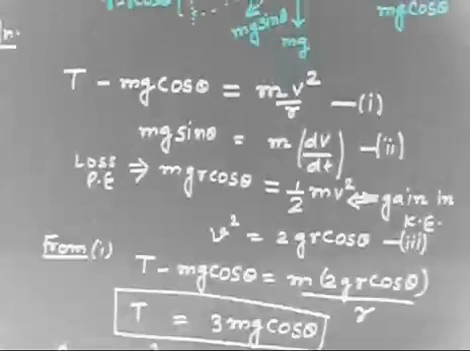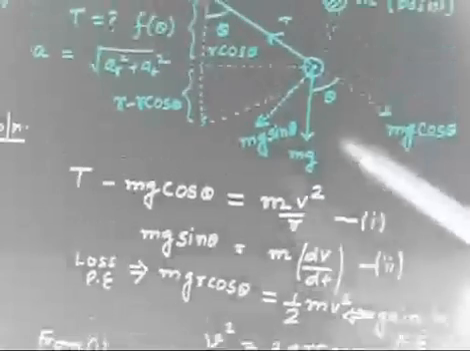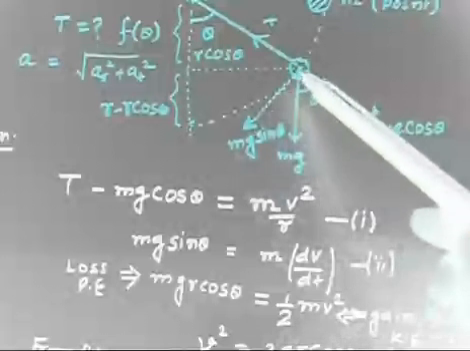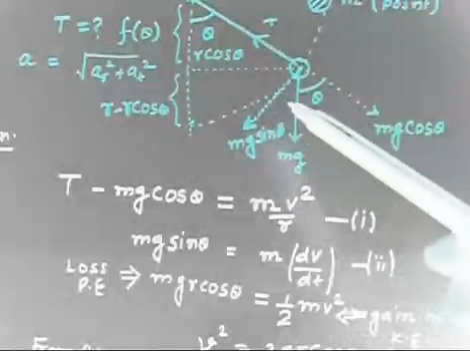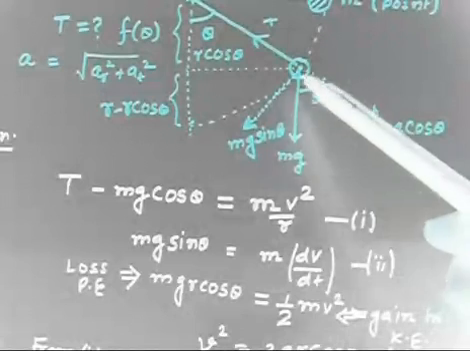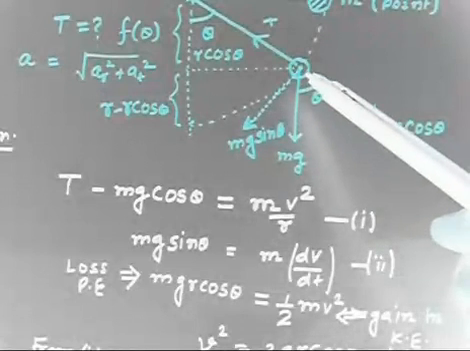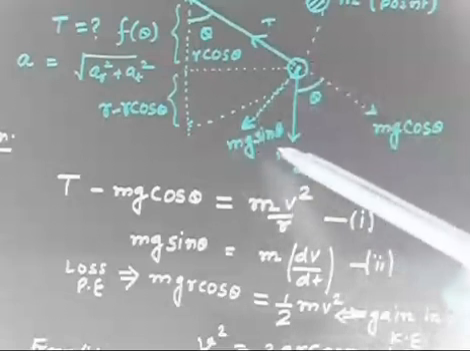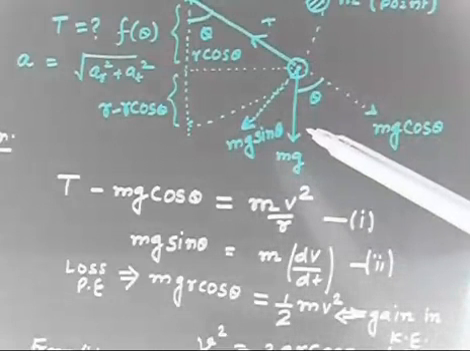You see, force in the tangential direction. What is the force in the tangential direction? This is mg sin theta. What is the mass? m. So what is the acceleration? Force by mass, so mg sin theta by mass. This will give you acceleration in the tangential direction. So acceleration in this direction is basically g sin theta.